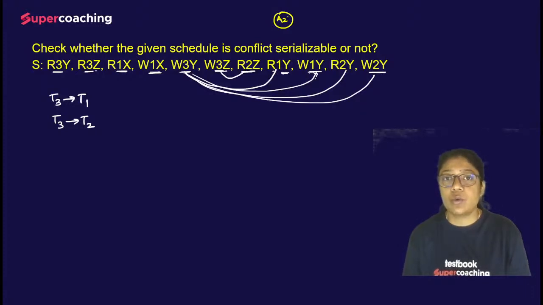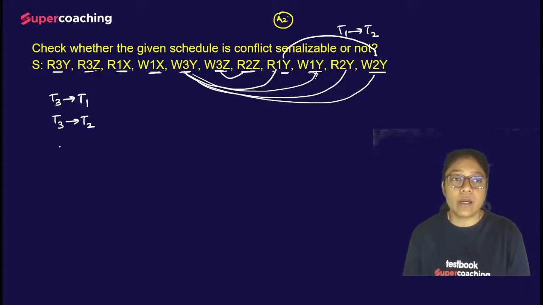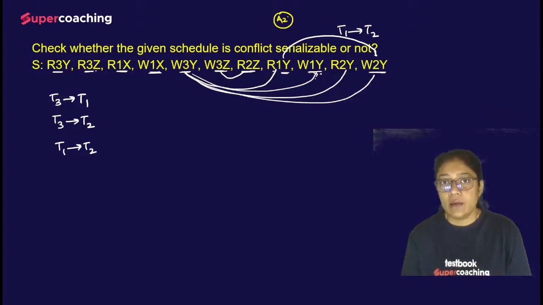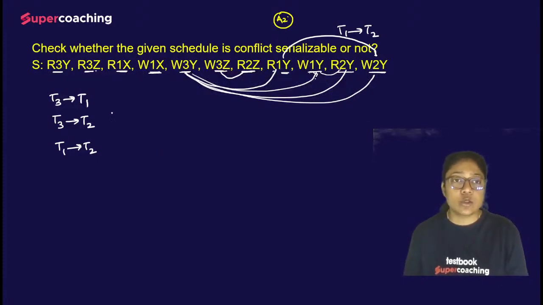Then read operation on Y. Is there any write operation on Y? So we are getting here T1 to T2. We have not taken this, so this is a new conflict pair. Let's include it here. Write operation on Y, read operation on Y is there. So T1 to T2 is already considered, and the same transaction is not counted. So that's it. In this case, we are getting three conflict pairs.